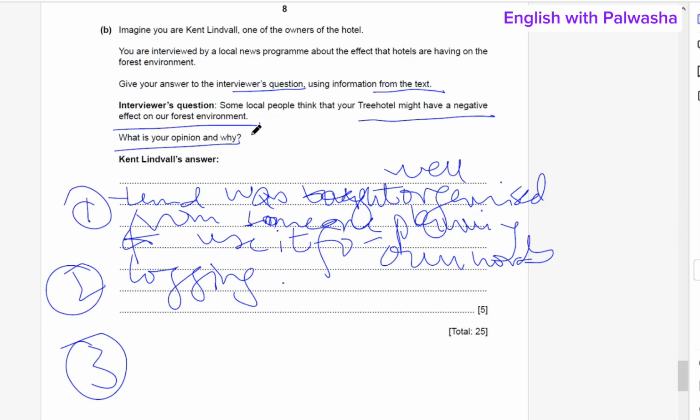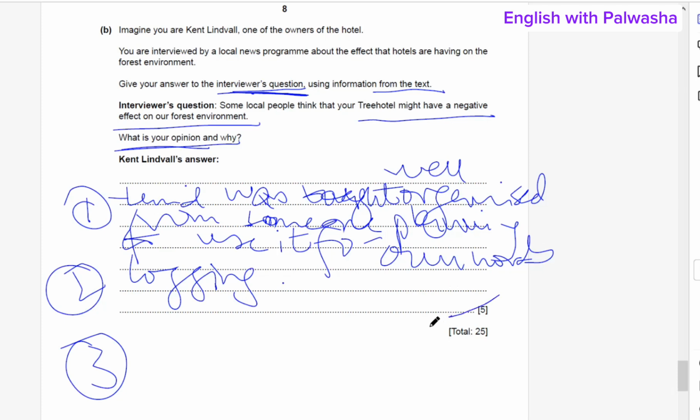That some local people think that your tree hotel might have a negative effect on our forest. You are going to give your answer to the interviewer's question. Let's suppose you are going to make the questions here, and then write your answers here. Or maybe you are going to give your opinion. What is your opinion and why? For the opinion, you're going to extract the sentences from the text. What could be the interviewer's question and the sentences from the text, and then you're going to explain those sentences as well. Because it's a whole five marks question.